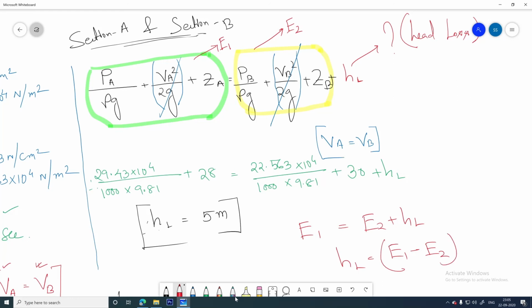So energy at section 1 and energy at section 2. Here it is not 1 and 2, here it is sections A and B, so it should be something like this: EA equals EB plus HL, so HL will be EA minus EB. Okay, so in this way you can determine the value of the head loss.